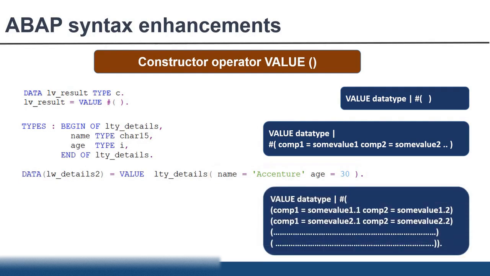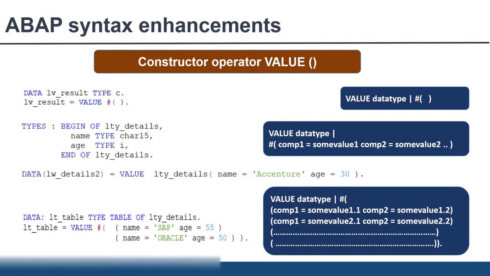Third variation is for internal table. See the example here. Here it constructs an internal table. For each line, a value can be assigned. In this case, 2 lines are assigned to the table LT_TABLE.